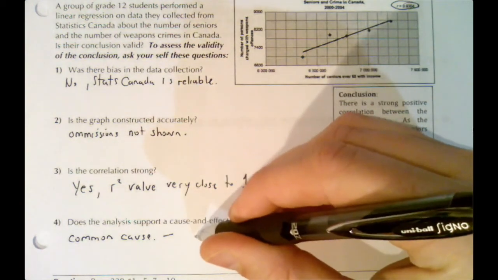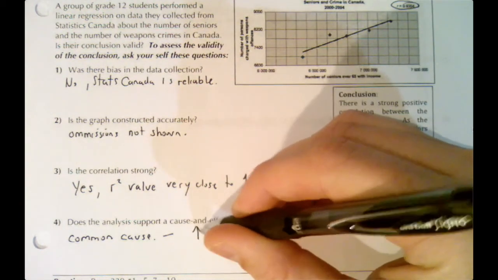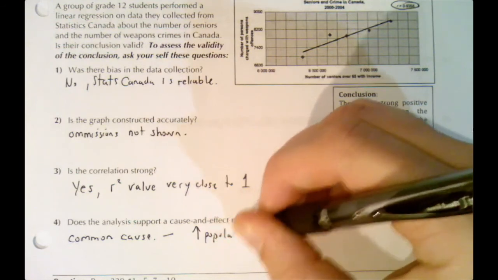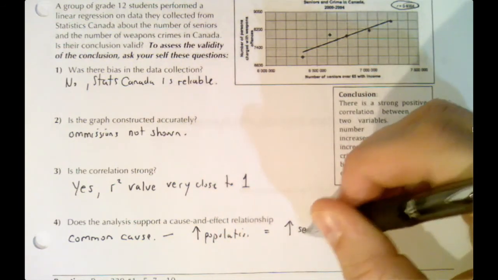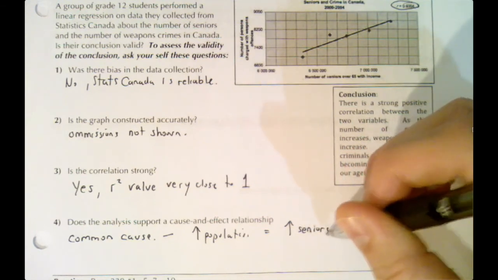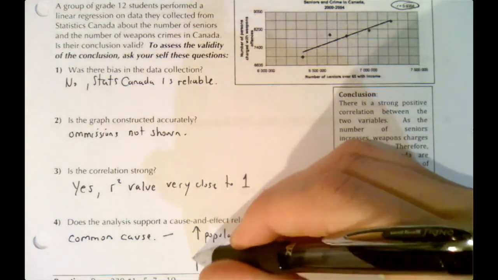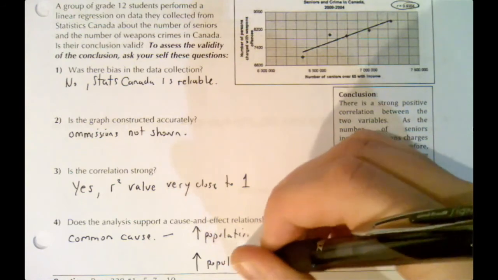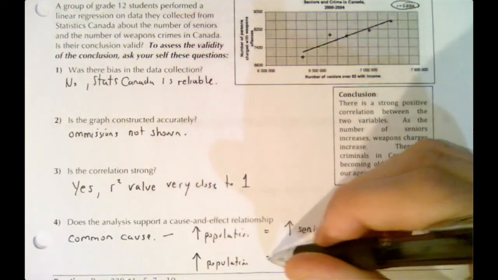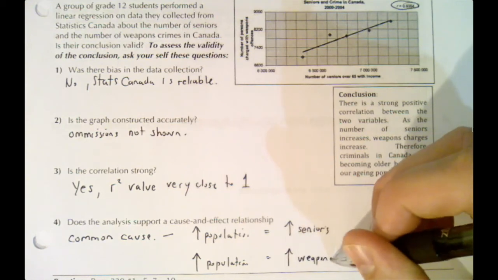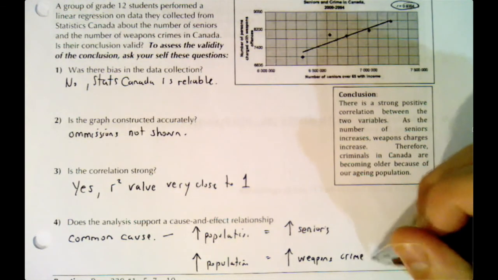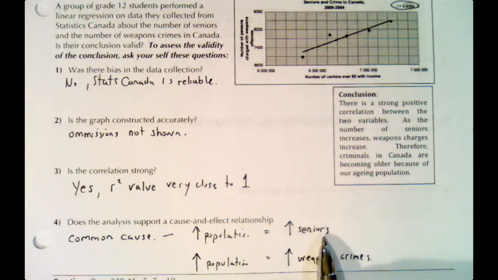So what's the common cause here? Well, as population goes up, there's more old people. As population goes up, there's more weapons crimes. That does not mean seniors cause weapons crimes.